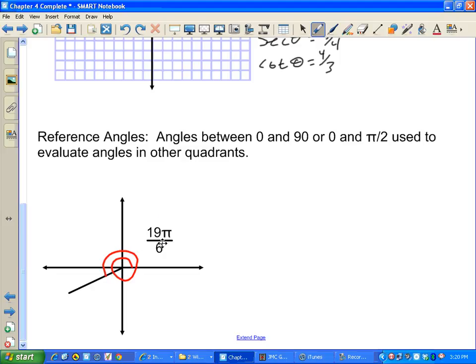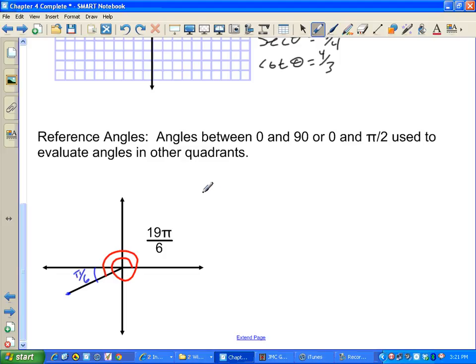So, for example, this one. The reference angle I would have would be this reference angle. It's always the angle that you make with the x-axis. So, in this case, I'm going 19 pi over 6, which is this red motion, which is in the same position as 7 pi over 6, but my reference angle is pi over 6, because I'm pi over 6 away from the x-axis. And I can use this to find the value of different trig functions of the red angle.